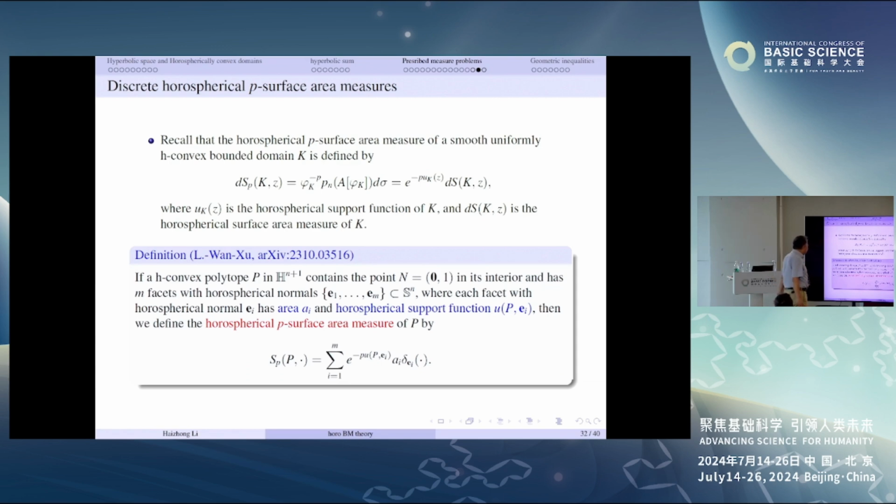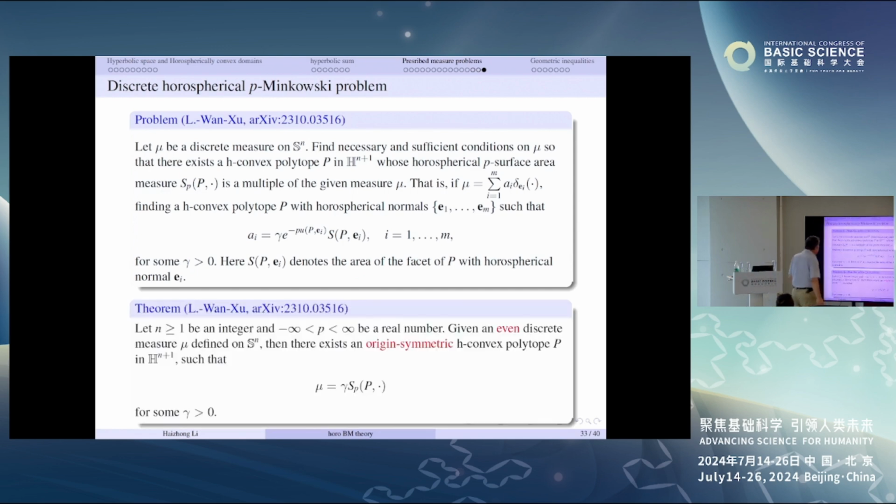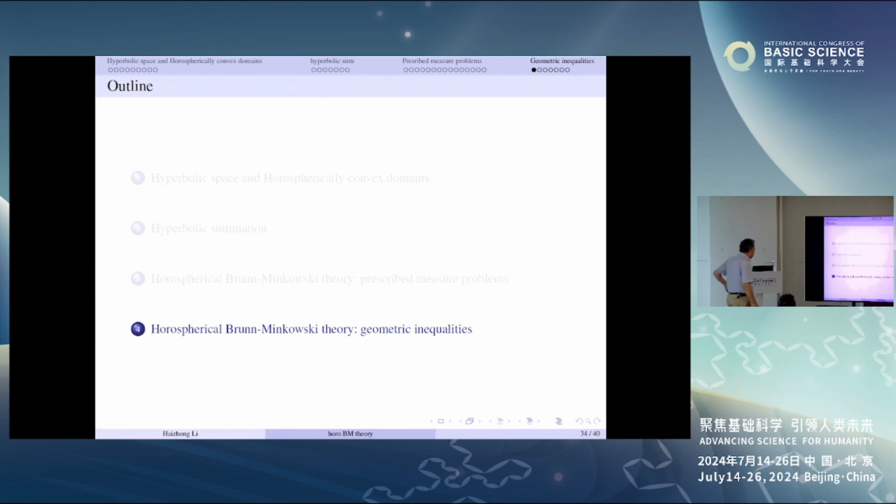This is joint work with two students, Yao Wan and Botong Xu. The concept was developed with the smooth case by Botong Xu, and the other student joined us. So we finished the discrete case. We can also define some discrete measure, and we can prove a theorem. In the discrete case, given a real number, if the measure is even, then we can prove there exists an origin-symmetric h-convex polytope such that the measure is proportional to the given one, something like that. I won't give detail.